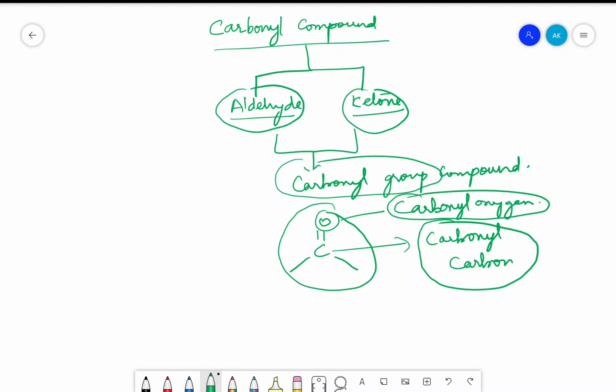For aldehydes, we'll have the same C double bond O, but we have an H here and R. This is the general formula for aldehyde. Exception to this is, all the aldehydes will have R here, but for formaldehyde, we'll have H instead of R, C double bond OH. This is formaldehyde.